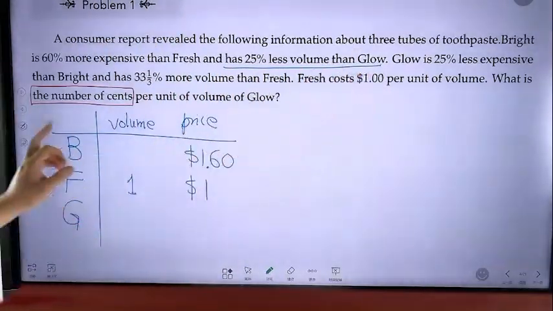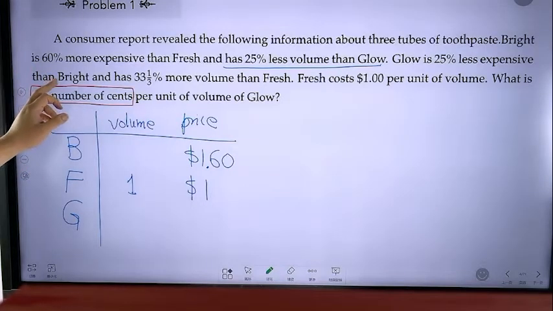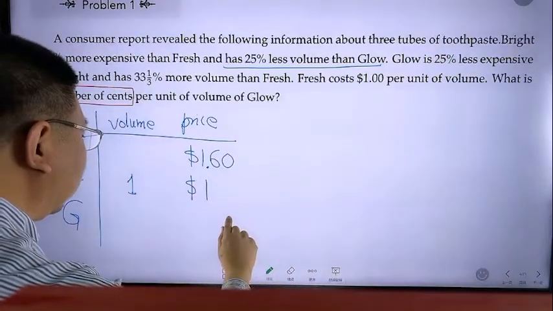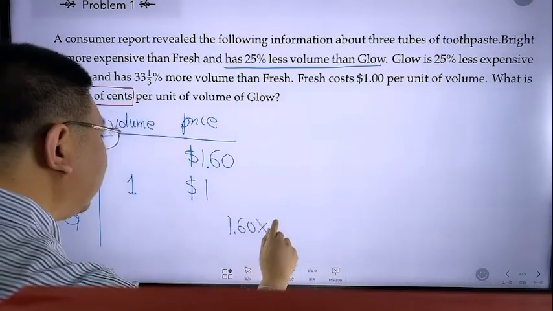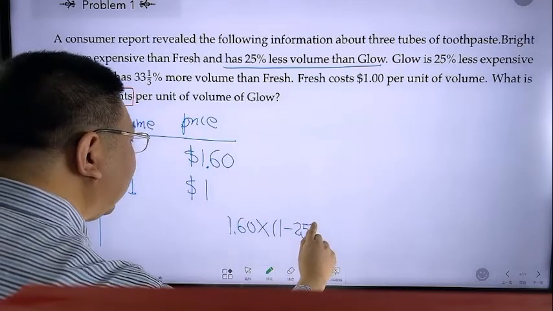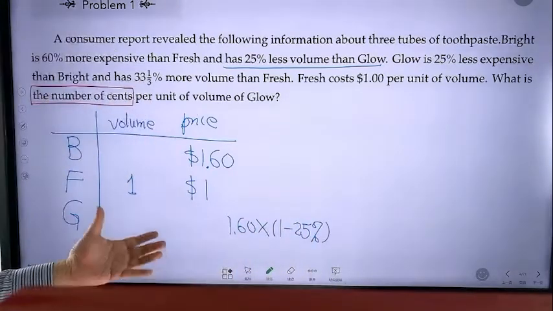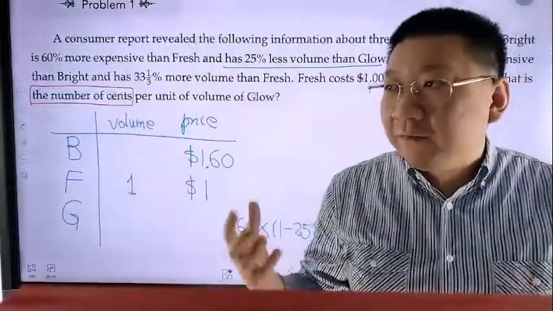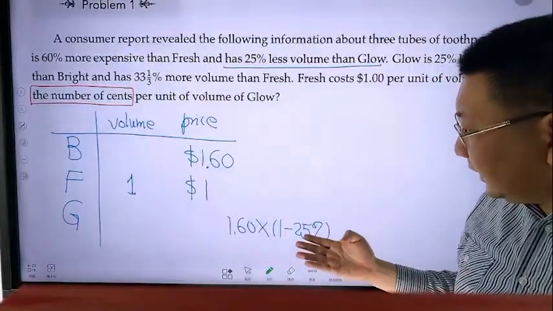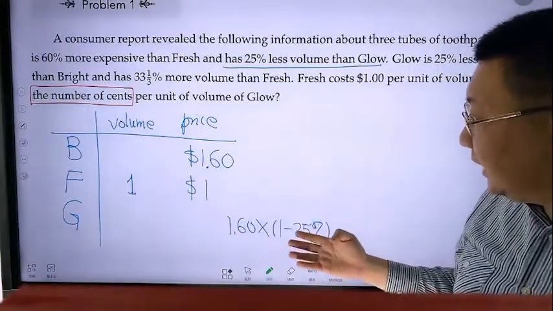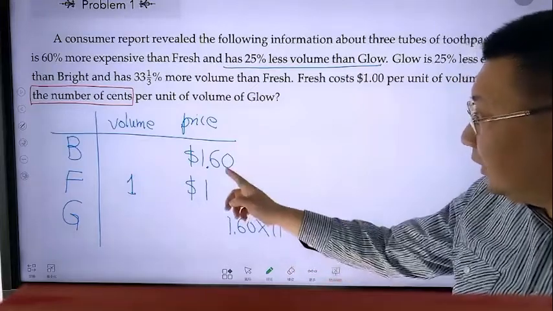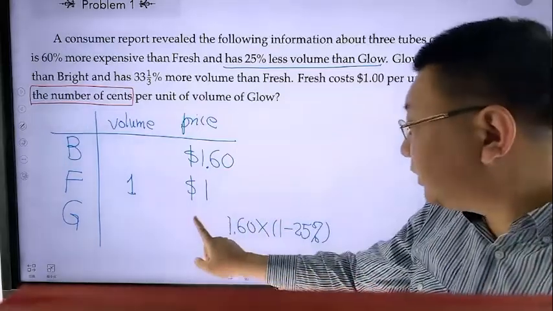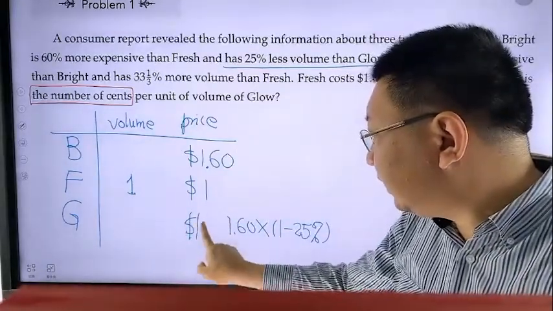And then glow is 25% less expensive than bright. So how to calculate this quickly? Of course, the formula should be $1.60 times 1 minus 25%, because 25% cheaper. But the way I do it mentally would be, 25% is a quarter. How many quarters do we have within a dollar? We have 4 quarters. So it's 3 quarters out of 4, right? So each 25% corresponds to 40 cents, so 40 times 3. You should get $1.20.